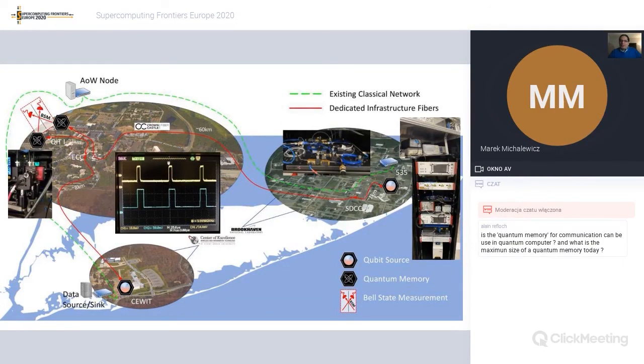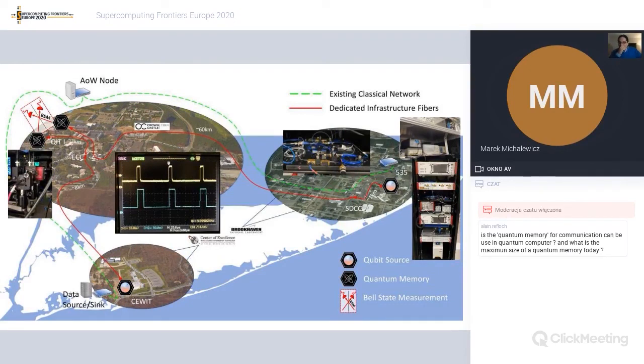Oh, this is great. So I'm going to read the question, is that okay? And then I'll give an answer. Please read the question. So this is actually exciting. Alain asked, can this quantum memory for communication be used in a quantum computer? And what is the maximum size of a quantum memory today? So yes.